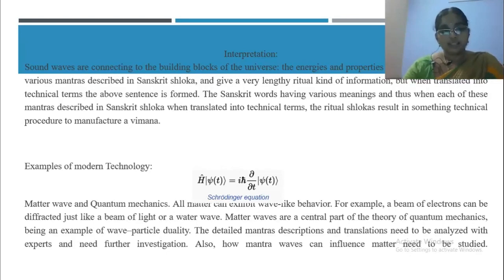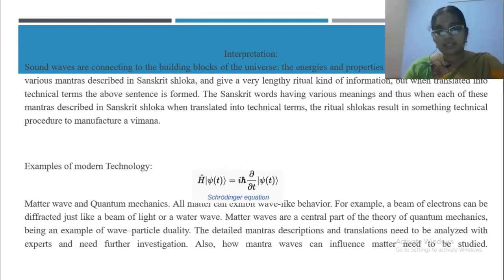And these are examples of modern technology and equations: matter, wave, and quantum mechanics. All matter can exhibit wave-like behavior. For example, a beam of electrons can be diffracted, just like a beam of light or a water wave. So matter waves are a central part of the theory of quantum mechanics, being an example of wave-particle duality.